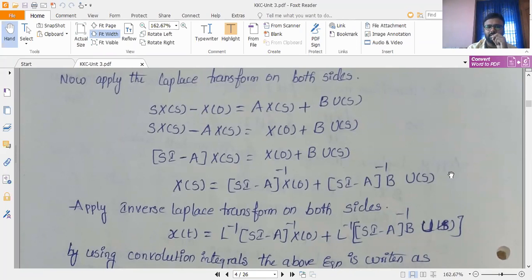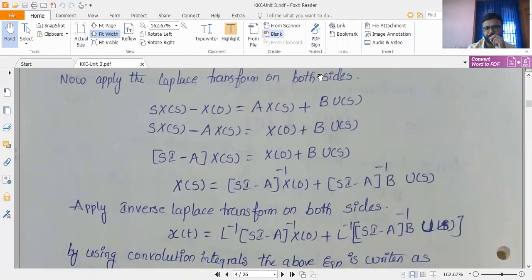Okay, so this is the equation we are going to obtain after the Laplace transform. In order to obtain x of t, we are going to apply the inverse Laplace transform to this equation. With the application of the inverse Laplace transform, this X(s) is converted to x of t. That is nothing but x of t is equal to Laplace inverse of (sI minus A) inverse into x of 0 plus Laplace inverse of (sI minus A) inverse into B into U(s).